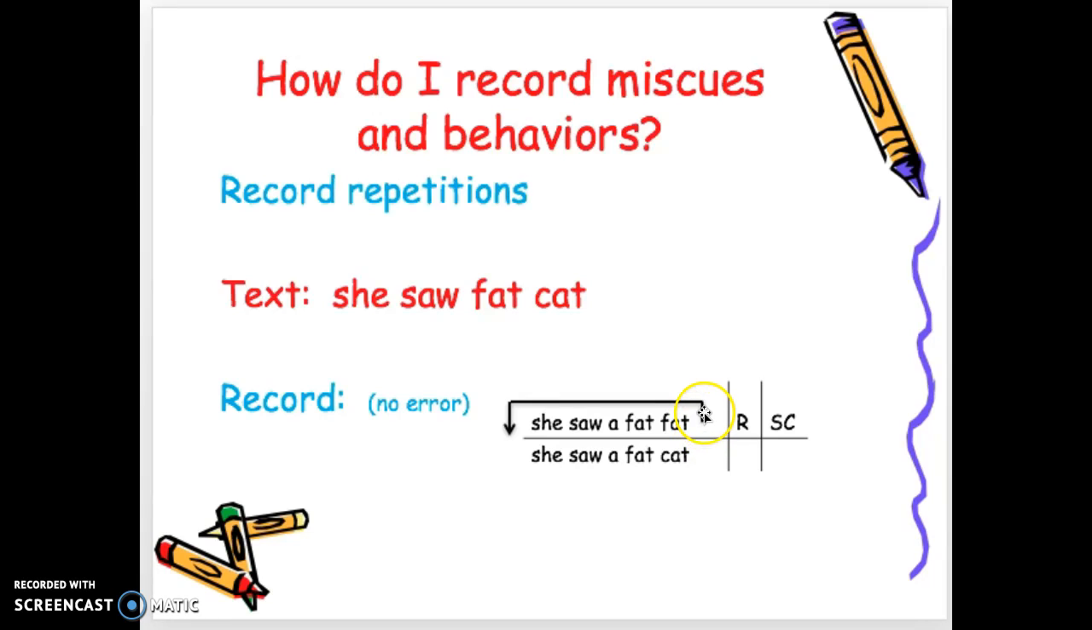Repetitions, you mark that by drawing an arrow back over. She saw a fat cat. You draw your arrow that she went back here and started again. And then R is repeated. I'm sorry, she saw a fat, so then she repeated and self-corrected. So the next time she read it correctly, just like I did.